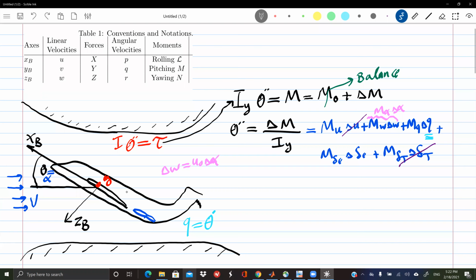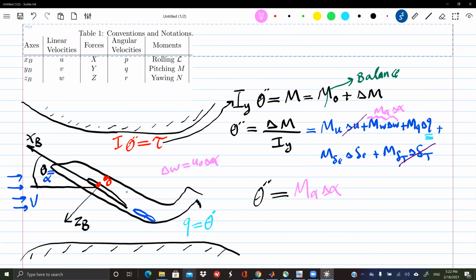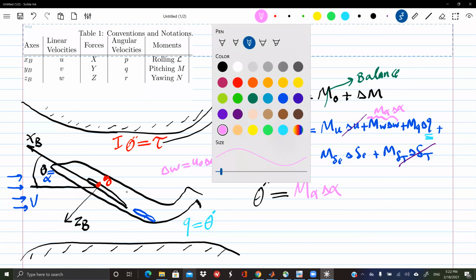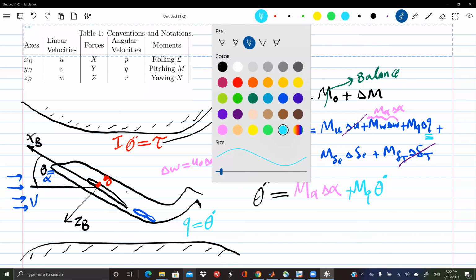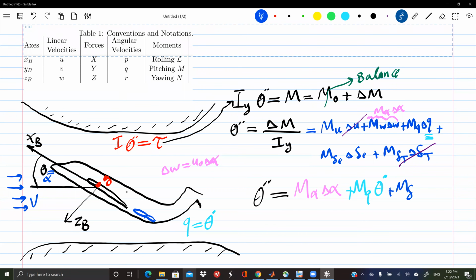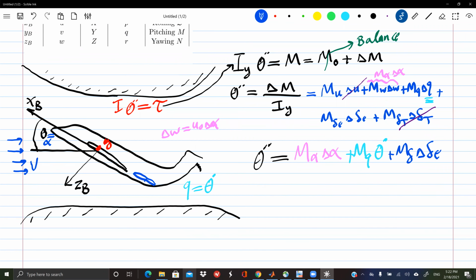So let me now collect all that we had so far. Theta double dot on the left-hand side equals the right-hand side. The first term, Mu delta u, goes away. Then I had M alpha delta alpha. Then I had MQ times Q, and Q is theta dot, right? Then I simply had the last term, which is M elevator delta elevator. Any question about this equation? Okay, we started with a simple equation of motion and played with some terms.